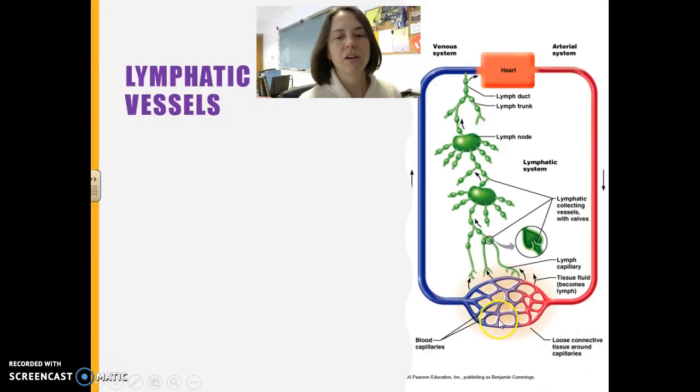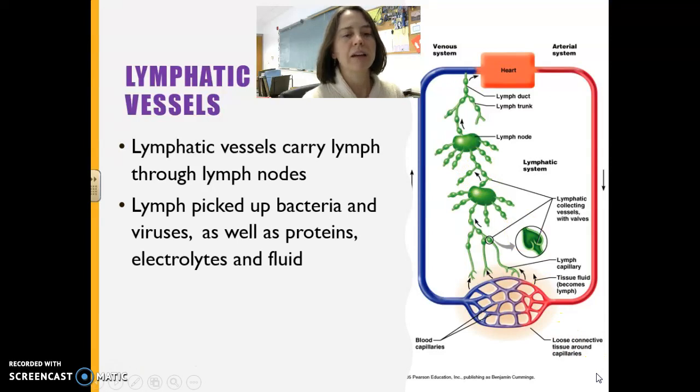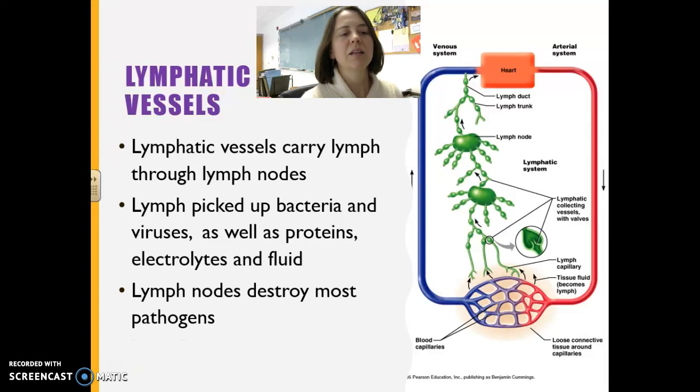As you can see, here are the blood vessels, the capillaries, and then there are the lymphatic vessels, and there are these little valves, and then the lymph goes through the lymph nodes on its way back up and eventually will dump into veins right by the heart, and it'll become part of the blood and get pumped around. So lymphatic vessels carry lymph through lymph nodes like this. The lymph picked up bacteria and viruses as well as proteins, electrolytes, and fluid. Lymph nodes destroy most pathogens.